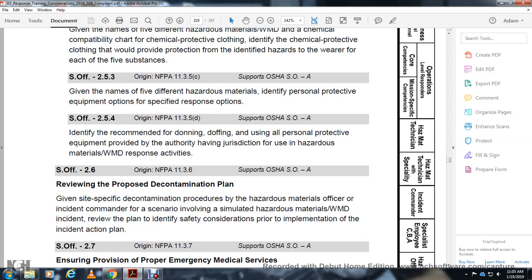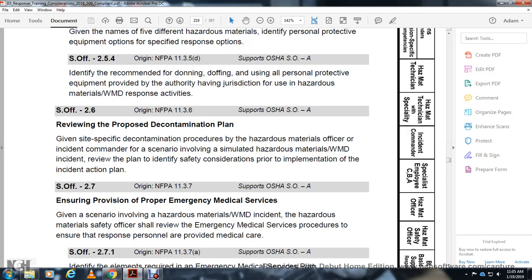Review the proposed decontamination plan, specifically the decontamination procedure, with the hazardous material officer and the incident name of the scenario involving the simulated hazardous material weapon of mass destruction. The aim is to review the plan to identify the safety considerations prior to the implementation of the incident action plan.